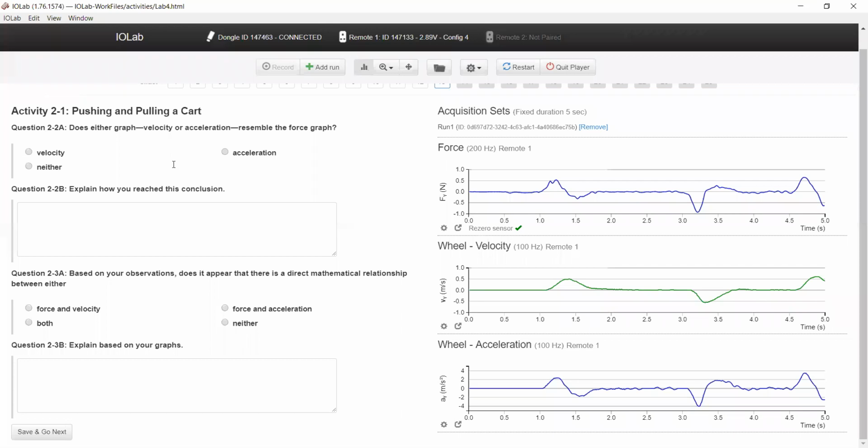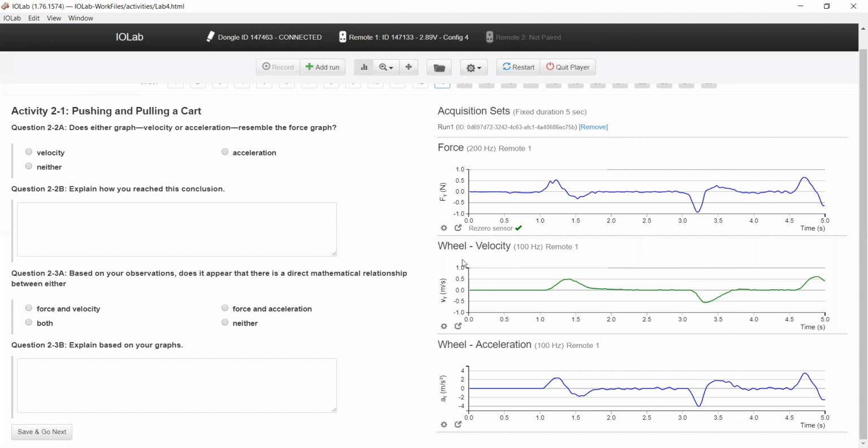Now they are asking, does either graph, velocity or acceleration, resemble the force graph? Which of them looks like the force graph? You can see force is like this, velocity is like this, but acceleration is like this. Force goes up to here, but acceleration goes up to here. Force goes up and comes back, like this one goes up and comes back. But velocity kind of follows the constant.